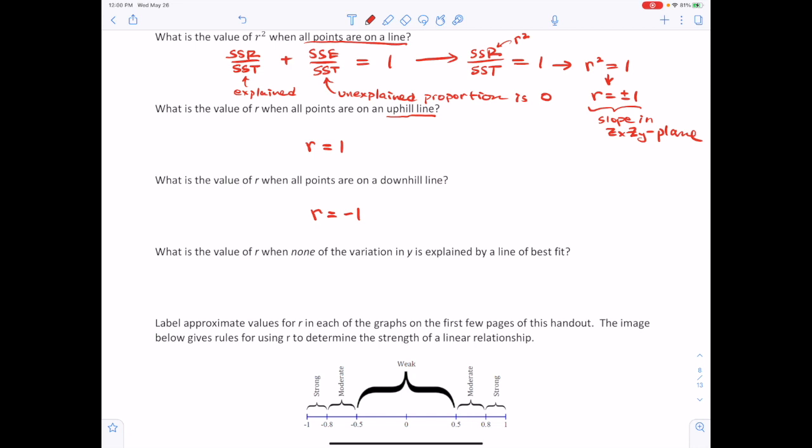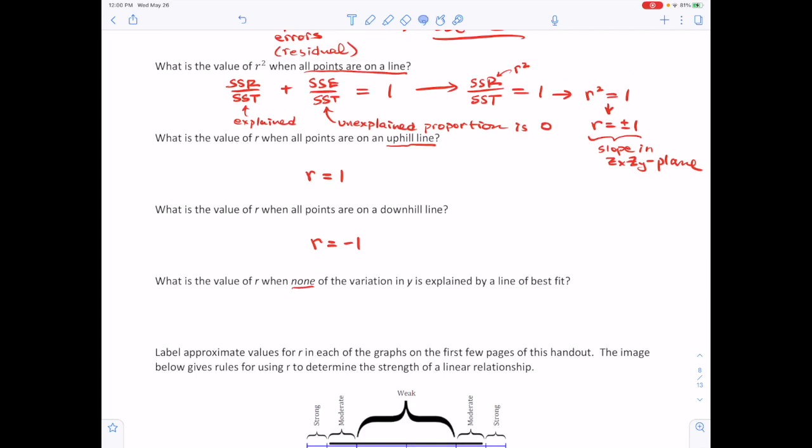Now, it says, what is the value of R when none of the variability in Y is explained by the line of best fit? Well, I can just take this equation from before and copy this down here. And if none of the variability is explained, then this explained proportion would be 0. Okay, so that means that R squared, which is of course SSR over SST, would be 0, which means the only value you can square and get 0 is 0, so R has to be 0.